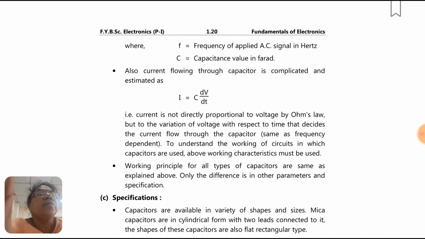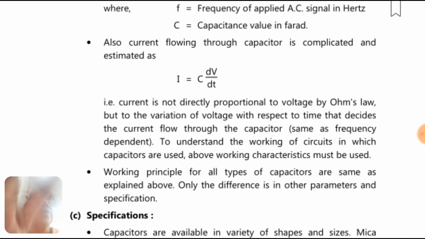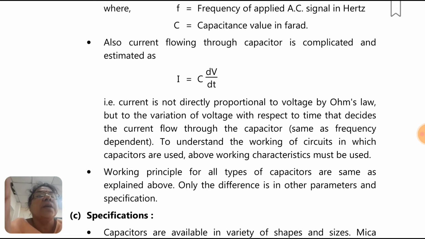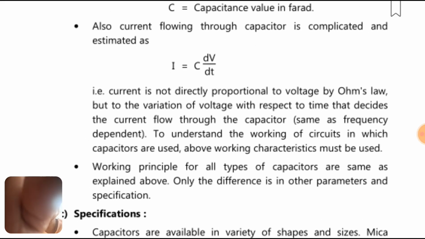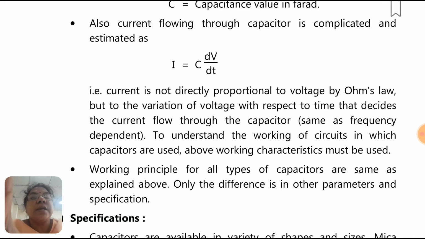Also, the current flowing through a capacitor is estimated as I is equal to C dV by dt. That is, current is not directly proportional to voltage by Ohm's law, but the variation of the voltage with respect to time decides the current flow through the capacitor, and it is also frequency dependent. So to understand the working of circuits in which capacitors are used, the above working characteristics must be used.